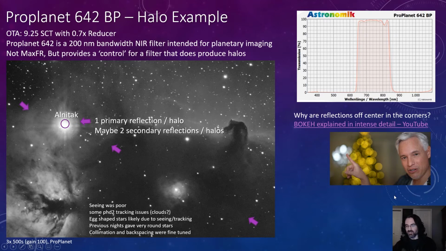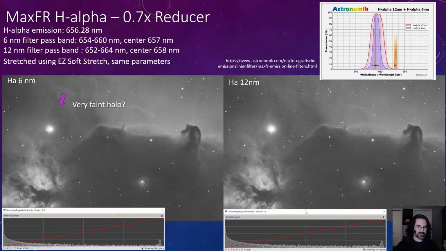So I'll leave a link for that video here because I think it's kind of related to why you see some of these shapes. Let's move on to the MaxFR filters. Here we're comparing the H-alpha 6nm bandwidth filter and the 12nm bandwidth filter. Each of these filters is designed to allow you to collect the H-alpha emission at this wavelength, and they have different bands that are centered at slightly different wavelengths, especially tuned for fast optics.